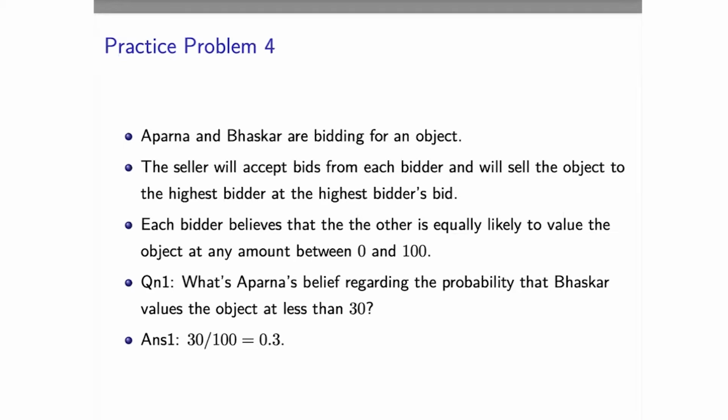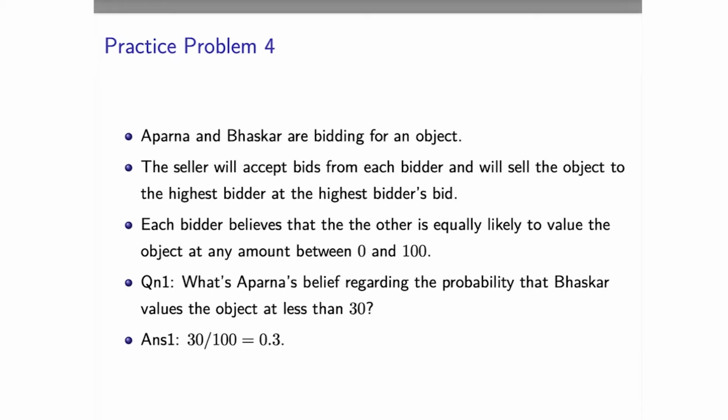So here's the situation. You have two people, Aparna and Bhaskar, who are bidding for an object, and a seller who is selling the object. The seller is going to be using a first price auction. What that means is that the seller is going to accept bids in sealed envelopes from each bidder and then will sell the object to the highest bidder at the bid that the highest bidder has committed to, right?